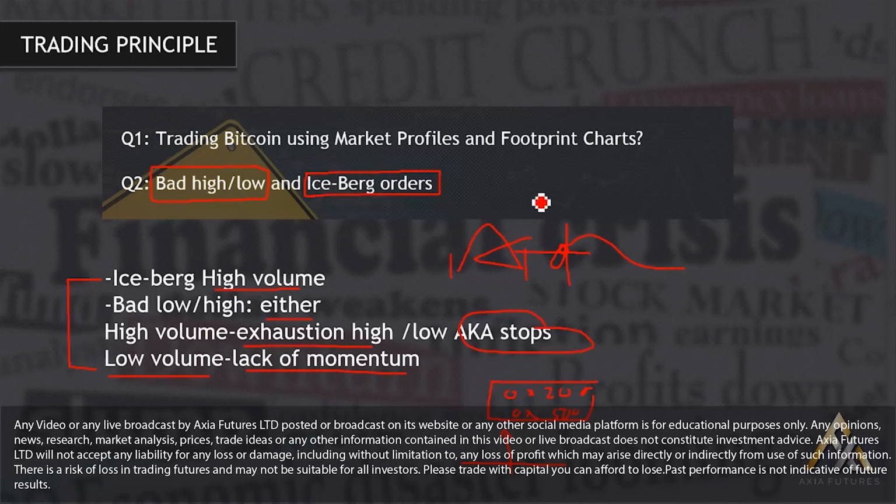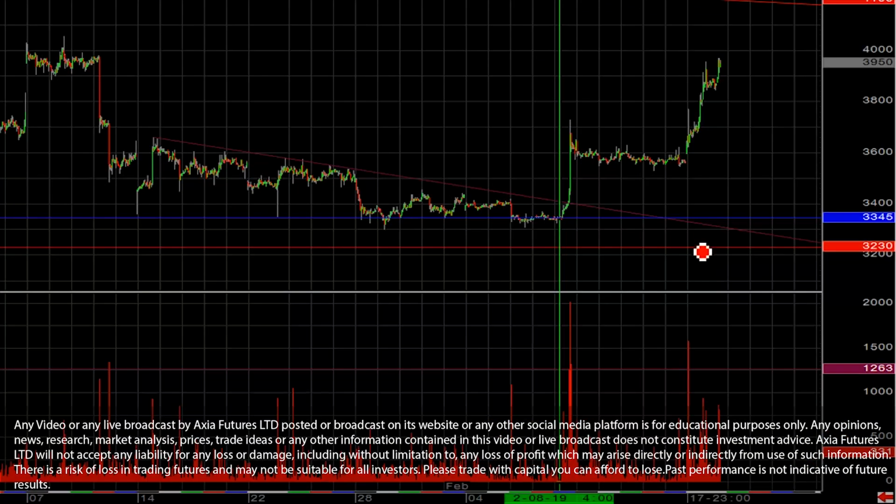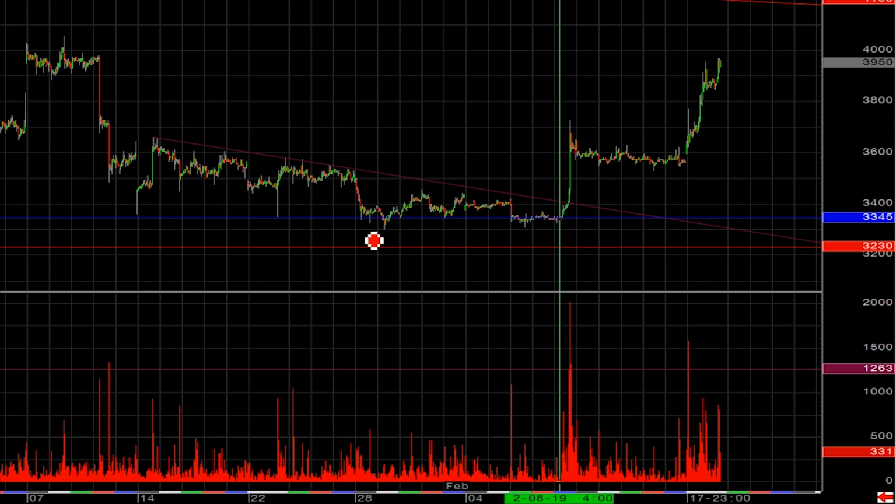But what I am going to go through is trading Bitcoin using market profiles and footprint charts, just simply because Bitcoin's been rallying the last week. So let's get into it. Bring you all up to speed. Even if you don't watch cryptocurrency, it's irrelevant. It's a chart nonetheless, and there's a principle to be had here.